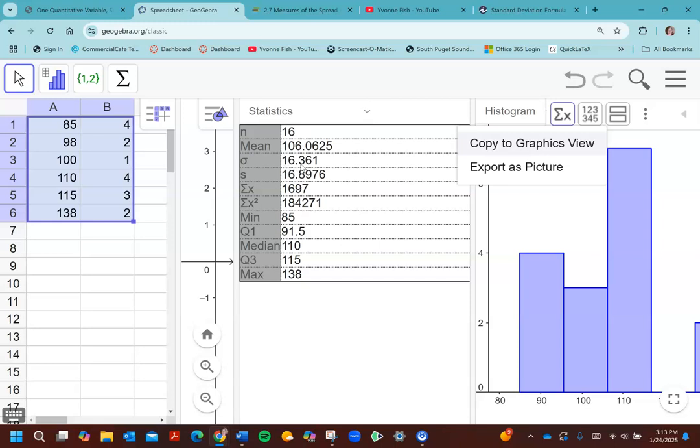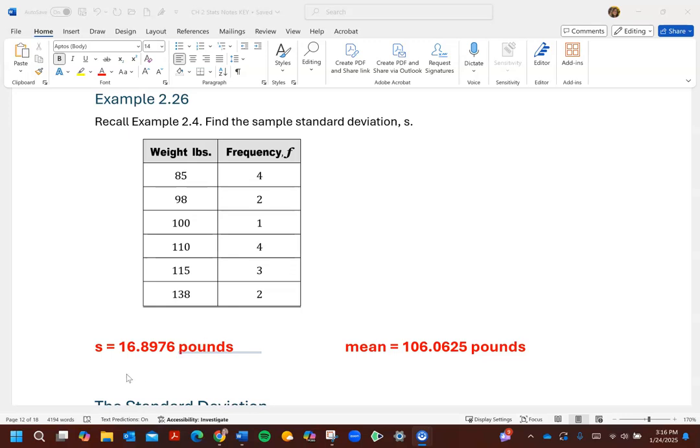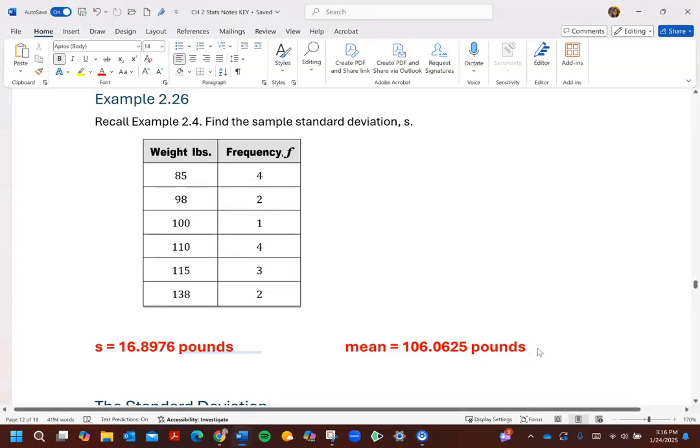So population standard deviation would be 16.361, but I believe this was a sample. So we're going to look at 16.8976 as our answer. So our standard deviation is 16.8976 pounds. We could just say 16.9, let's round that off. Mean is 106.0625 pounds. I jotted that down just so we could show some things out here.